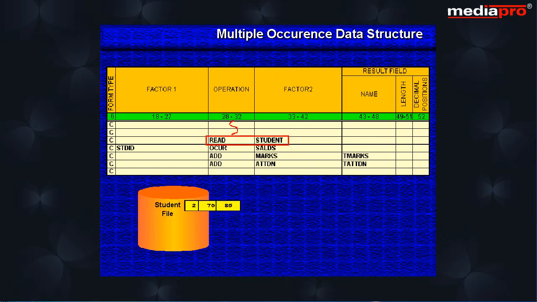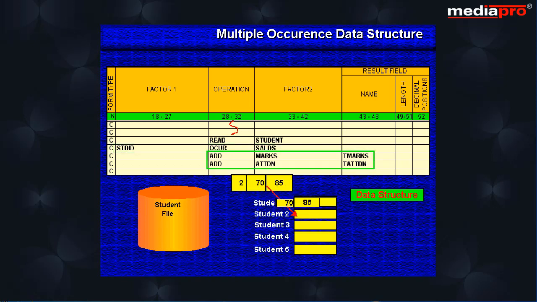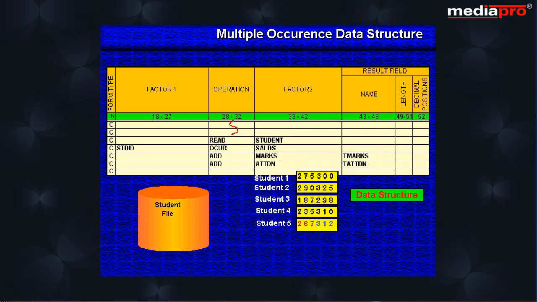The program will read each record from the file and use the value in the student number field to access a particular occurrence of the data structure. When all the records have been read and processed, each occurrence of the data structure will contain the total marks and attendance for each student.